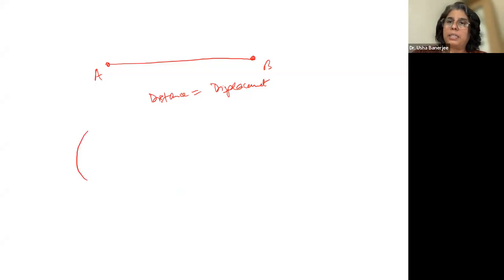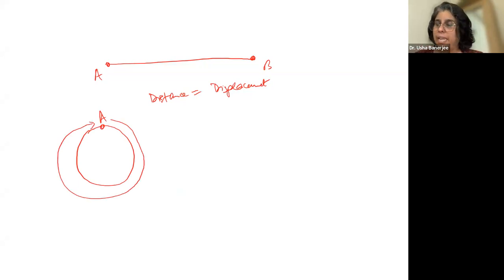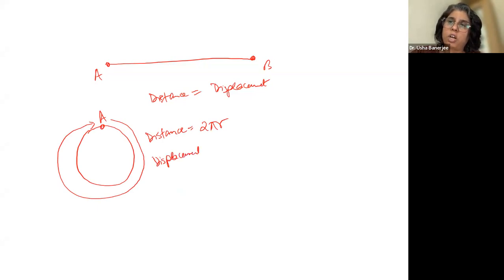Yes, a round path, completely okay. This is a football ground. I start from A and come to A again. So how much is the distance here? The circumference of a circle is 2 pi r. And what is the displacement? The shortest path from A to A is 0.